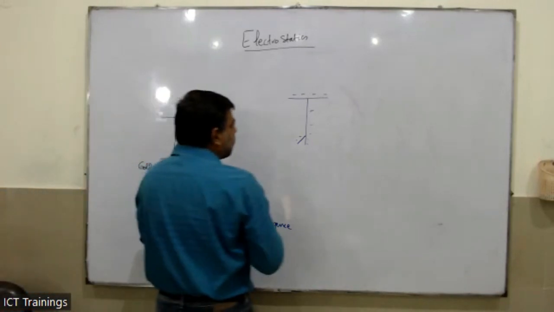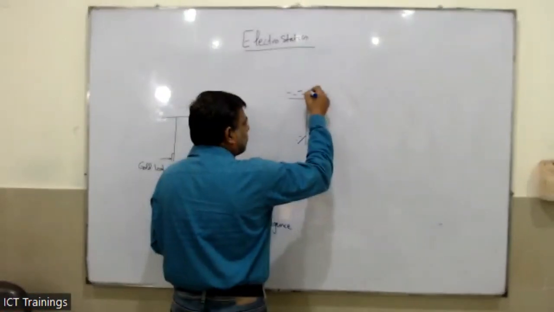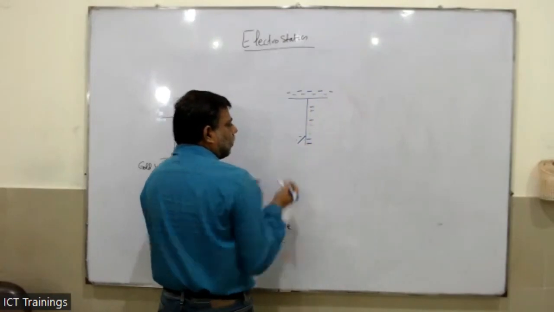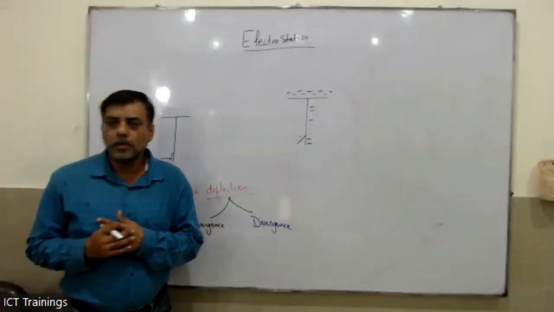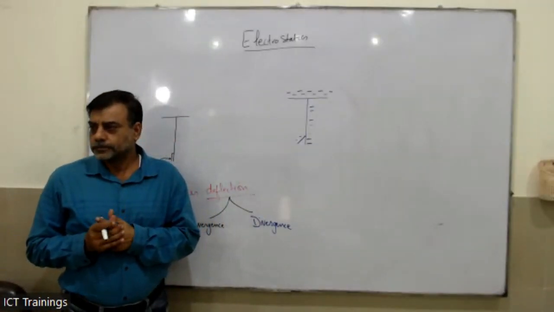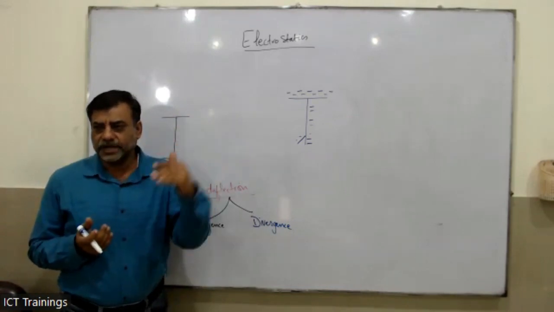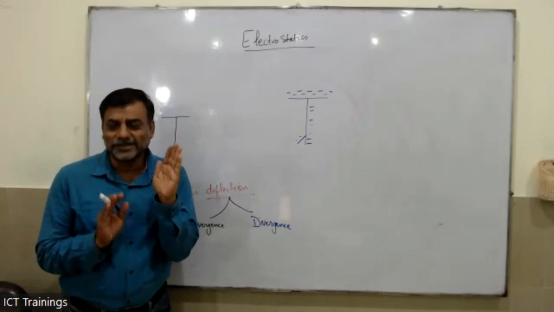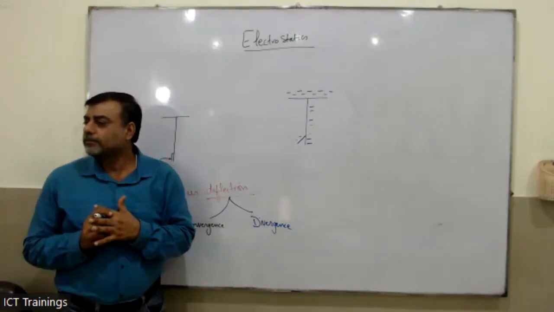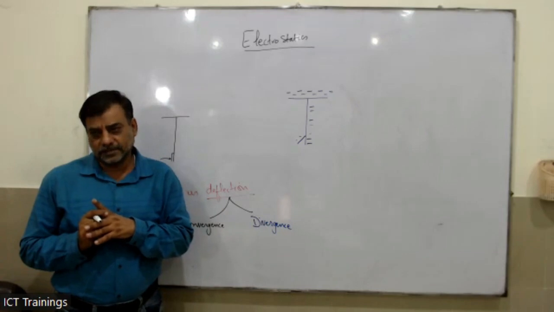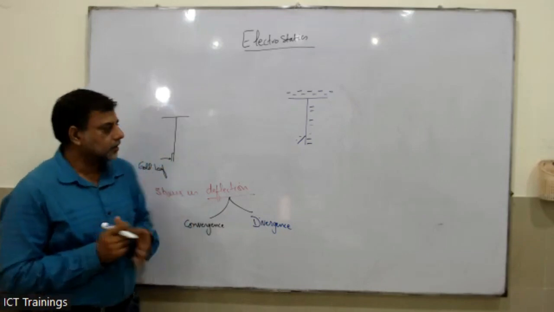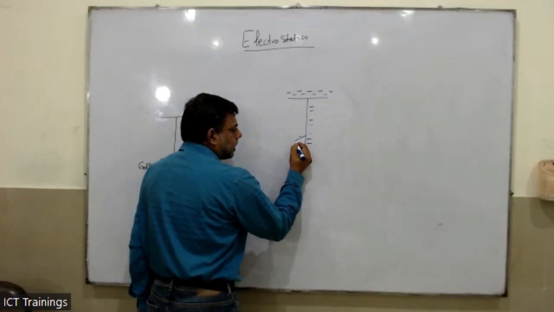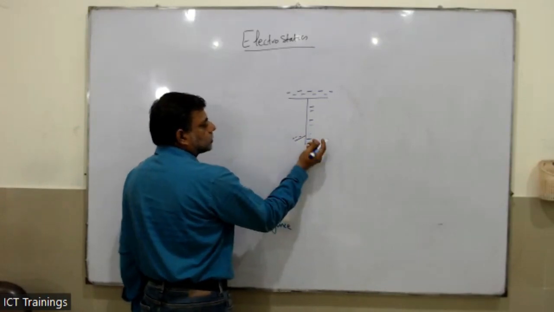What if I just charge it more? Sir, it will be more. What will happen to the leaf now? More or less? Sir, the deflection will be more. Ali thinks the deflection will be half. No sir, more, more, more. What do the rest of you think? More. How much more? Because there are more charges everywhere.